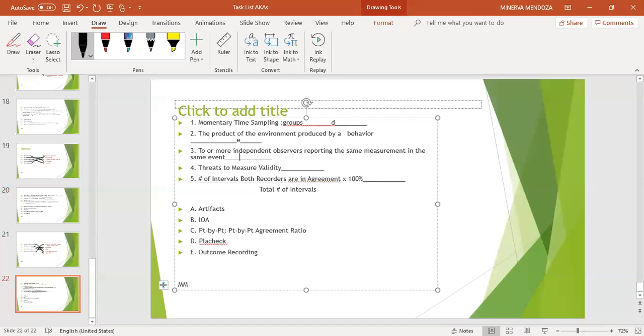Okay, number 3, two or more independent observers reporting the same measurement of the same event: IOA, B. Number 4, threats to measurement validity, that would be A, artifacts. And number 5, number of intervals both recorders are in agreement over total number of intervals times 100. C, point by point agreement ratio.